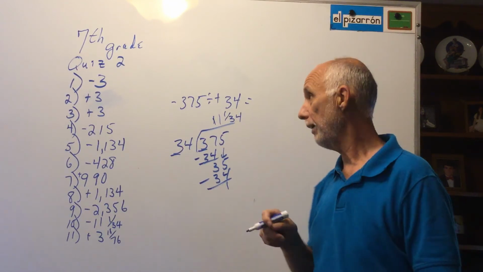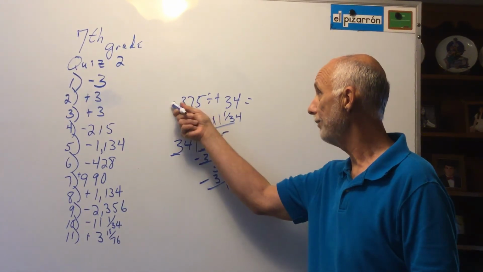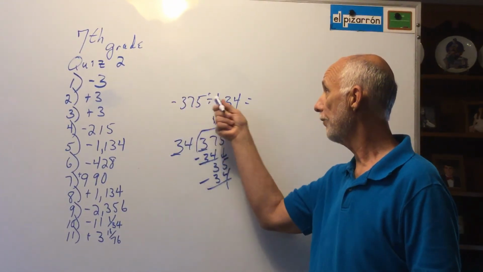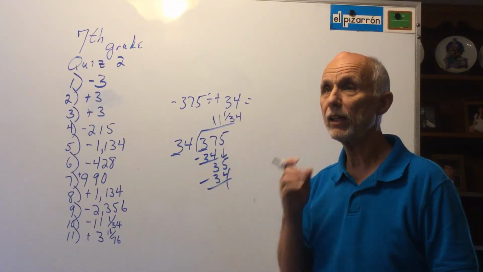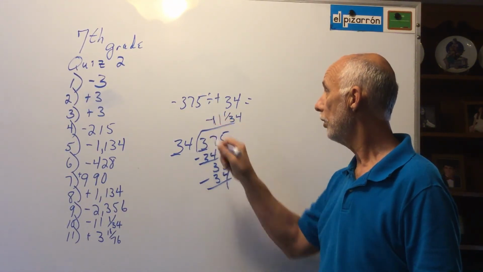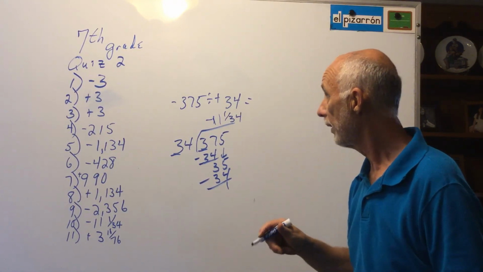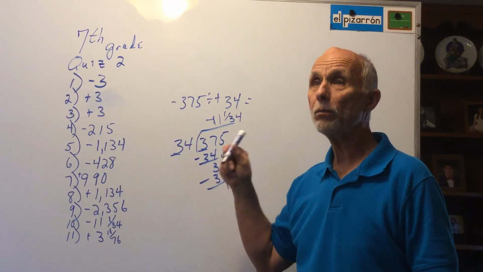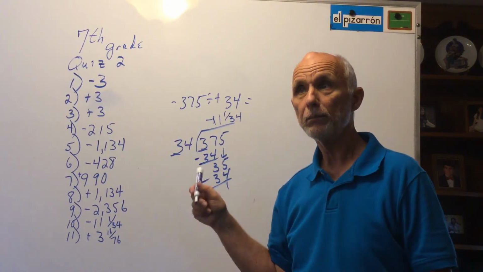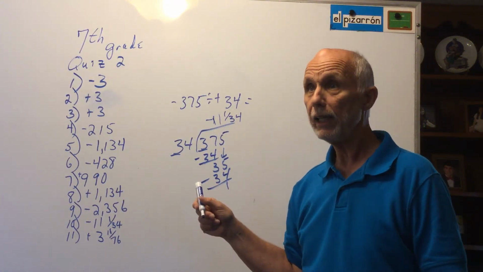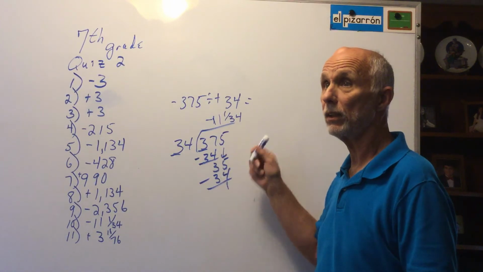However, it's not 11 and 1/34 because I have different signs. And different signs means you make your answer negative. So your answer comes out to be a negative 11 and 1/34. And again, don't make your remainder a decimal. Make your remainder a fraction, unless you want to keep dividing on and on and on.